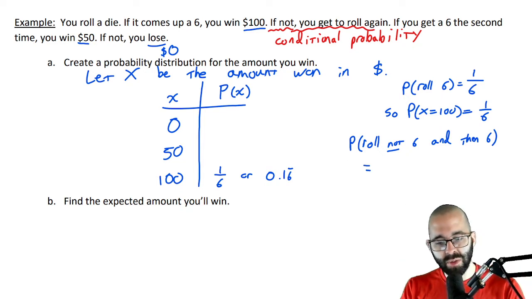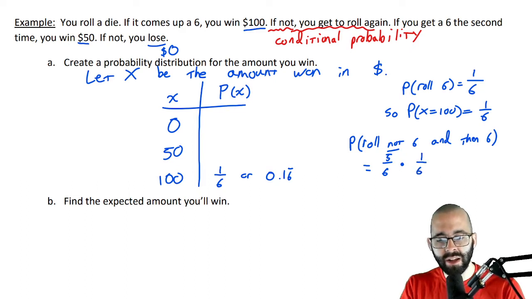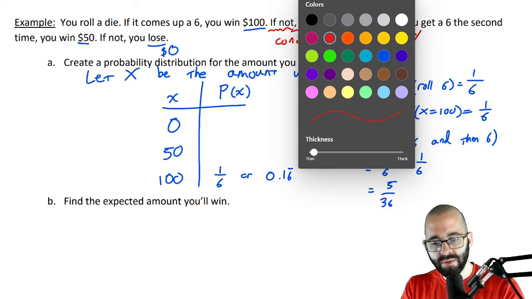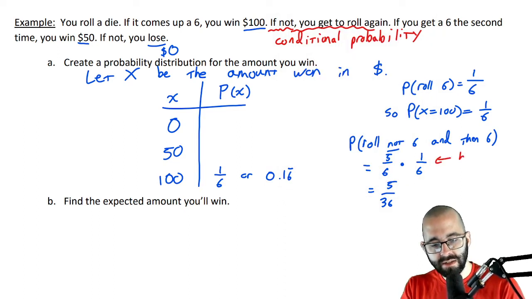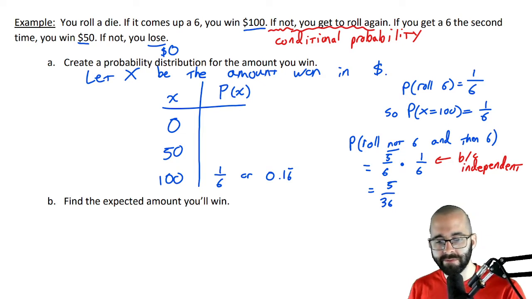So first, what's the probability that we don't roll a 6? There's 5 ways to not roll a 6. And then, because these are independent, we can multiply by the probability that we do roll a 6. This is going to be the way that we win $50. 5 over 36. And again, this is because it's independent. Otherwise, we'd have to use conditional probability.